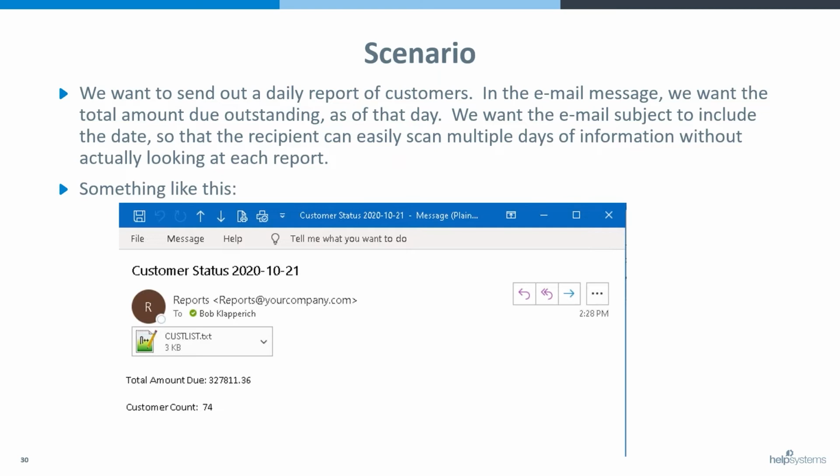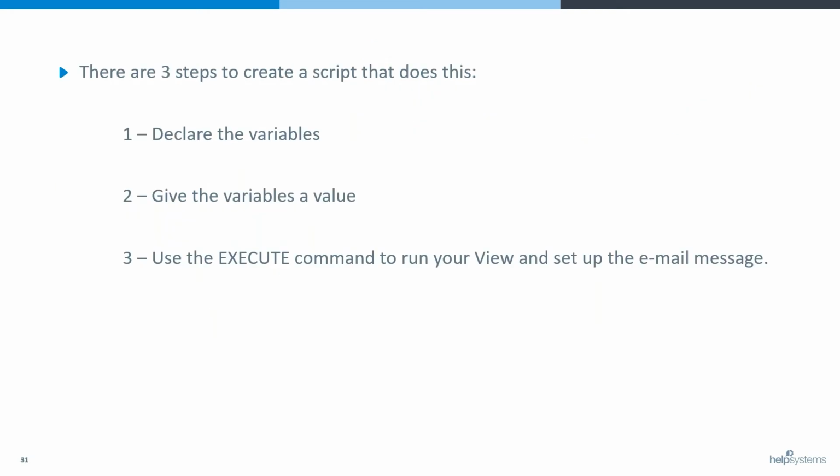This is a really crude example, but I want to highlight how I get here. So really to get to this point, there are 3 steps. The first step is to define or declare the variables. The second step is to give those variables a value. And then the third is to create an execute command string to run the view, generate the results, and then email those results to end users.